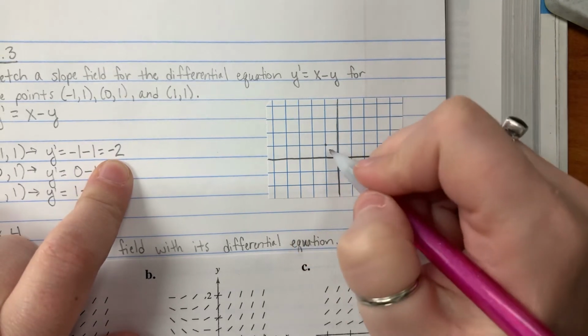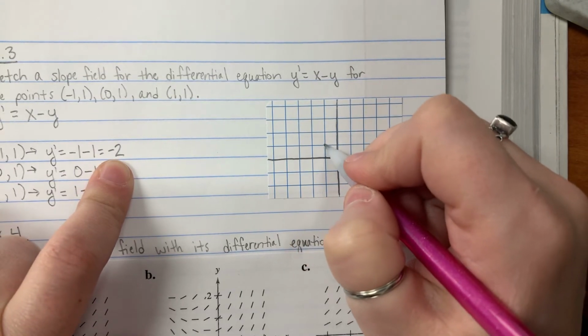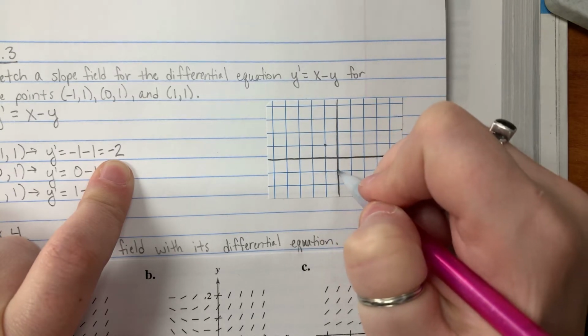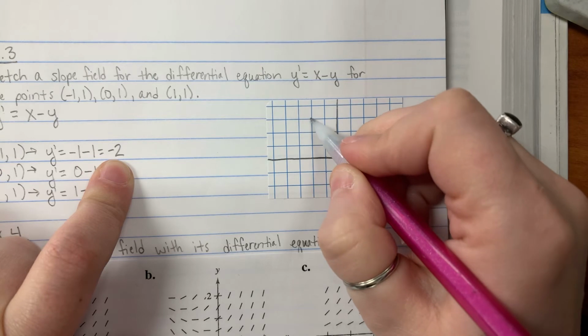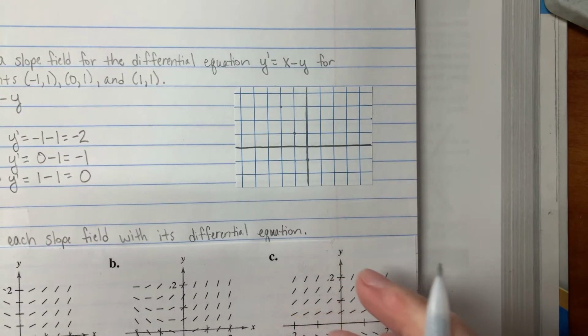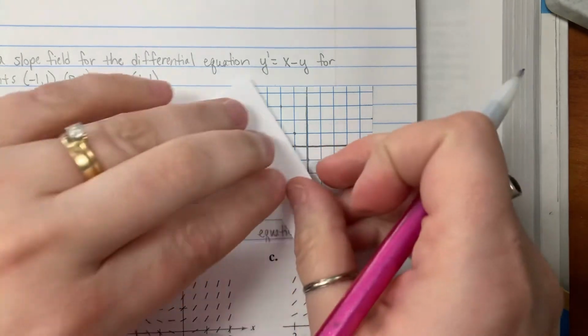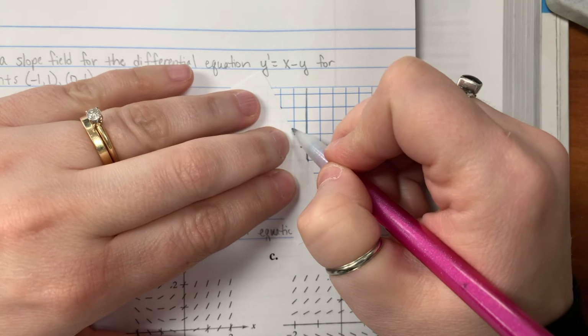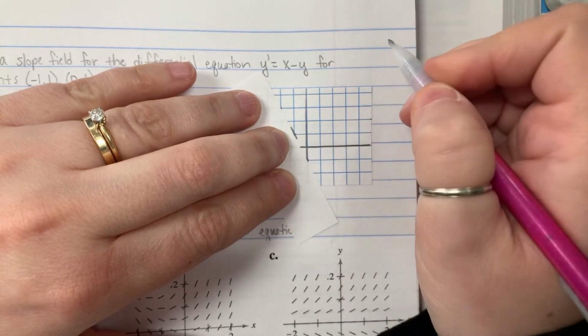So I want you to think for a second, if I'm right here and I have a slope of negative 2, that means I would go down 2 over 1, or I could go up 2 and over 1 this way. So what I'm trying to do is make a little line segment. Let me use a piece of paper here. I'm trying to make a tiny line segment that would make that slope. So I would just put a little line segment like that.